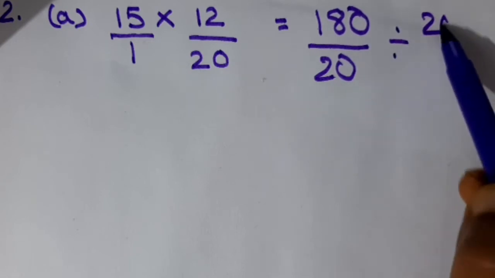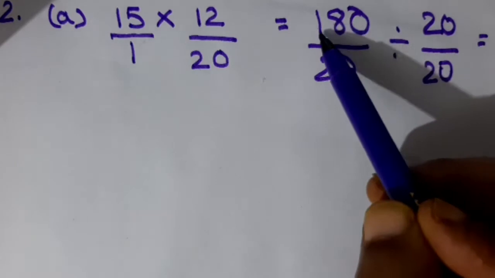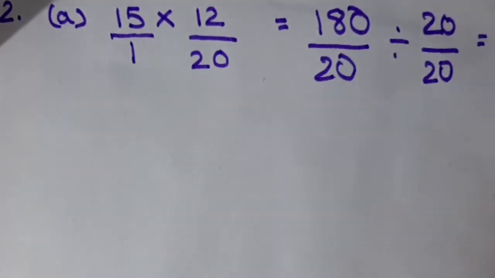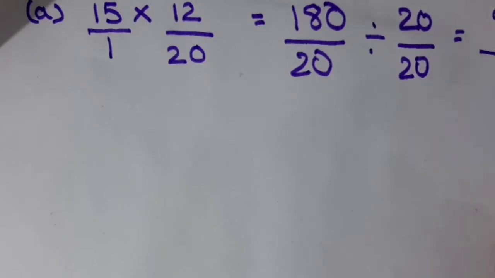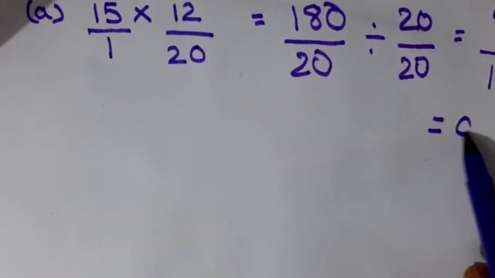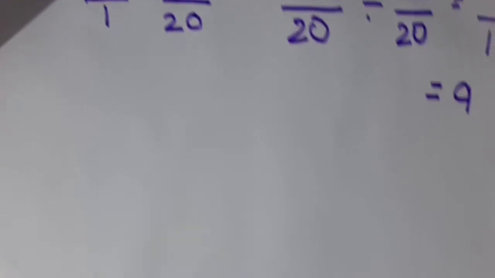So you will divide both the numbers by their HCF. 180 divided by 20 is 9. 20 divided by 20 is 1. So 9 upon 1 means 9. See friends, here you got the answer 9. This is one method, but it is a bit long. Now I'll tell you one shortcut method. Please listen carefully.